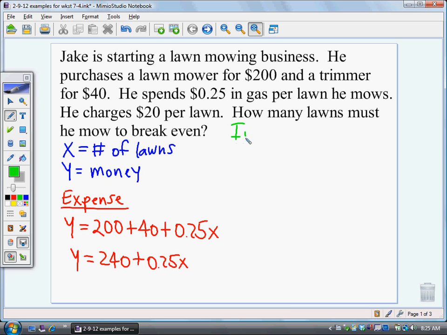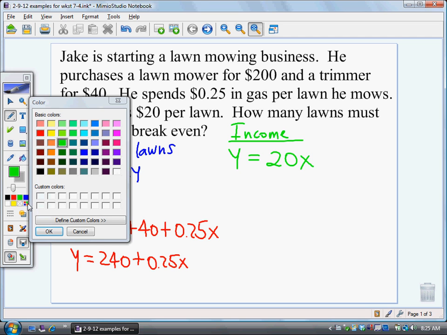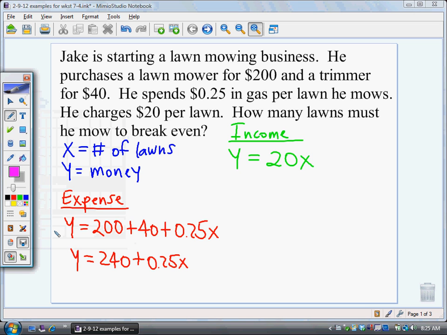Now you're also going to write an income equation. I'll put that up here. Now your income equation, now Y represents the money that's coming in. And the money that's coming in is $20 times the number of lawns. Now once you've done this, then you'll be able to write a simple equation. You have two different equations that both are Y equals. So we can just substitute the 20X in for Y in the expense equation, and you get 20X is equal to 240 plus 0.25X.